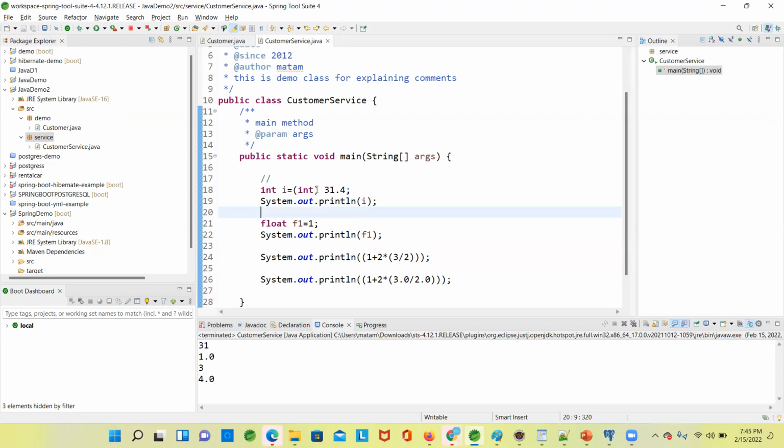Now, once again, we saw this as an implicit. What is that? Explicit, no? It is an explicit typecasting. And why is this implicit? We are assigning an integer to float. Clear? This is the point you need to remember.